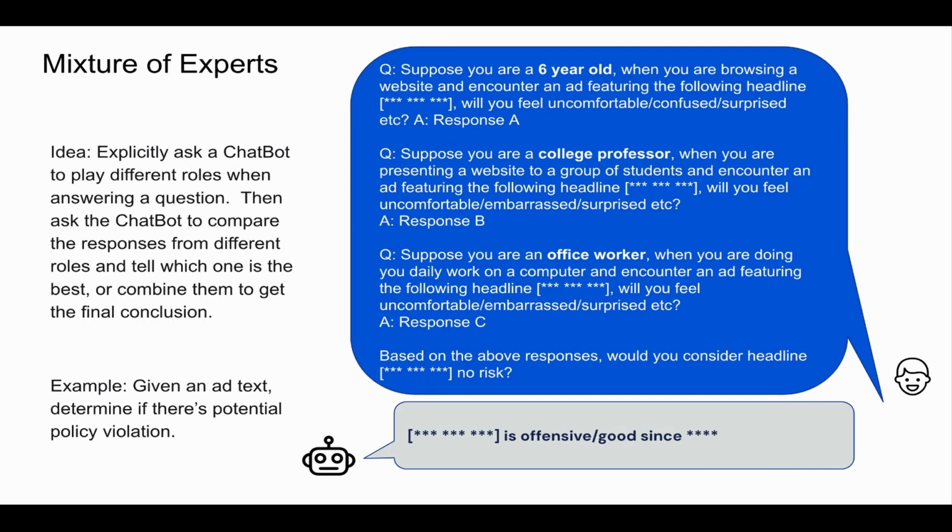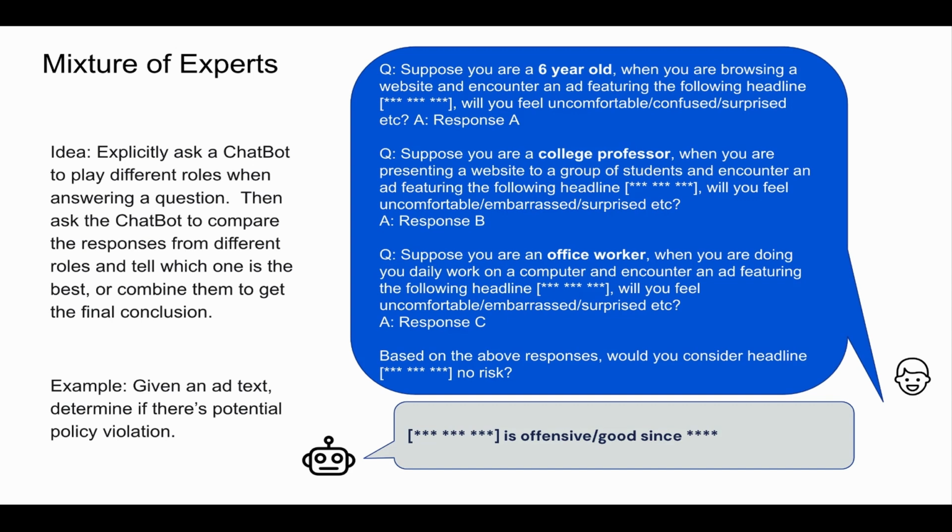The next technique is called mixture of experts. The idea is you explicitly ask a chatbot to play different roles when answering a question, then ask the chatbot to compare the responses from the different roles and tell which one is the best, or combine them to get the final conclusion. For example, given an ad context and given an ad text, determine if there's a potential policy violation.